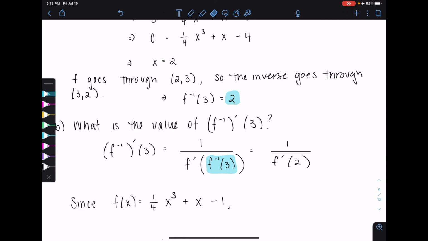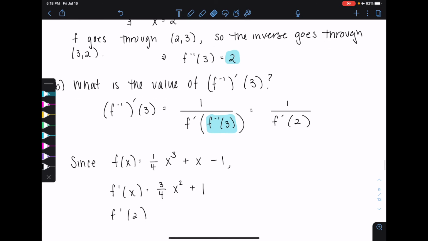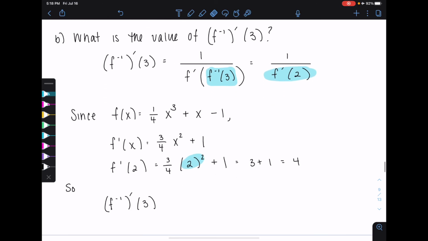Since our function is equal to this expression, the derivative, just applying some power rules, is going to be 3/4 x squared plus 1. If I plug 2 into that, it's 3/4 times 2 squared plus 1. 2 squared is 4. Times that by 3/4 gives you 3 plus 1. This is equal to 4. So this expression down here is going to be 4. So ultimately, if I take the derivative of my inverse and I plug in 3, I'm going to get 1/4.